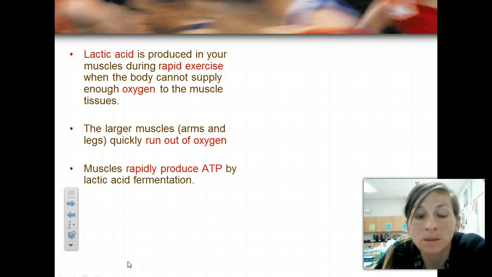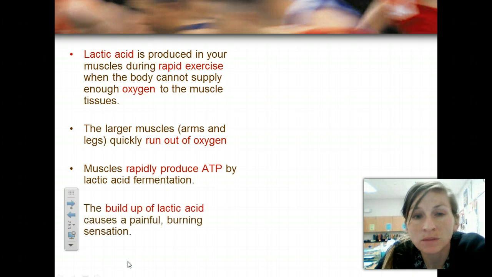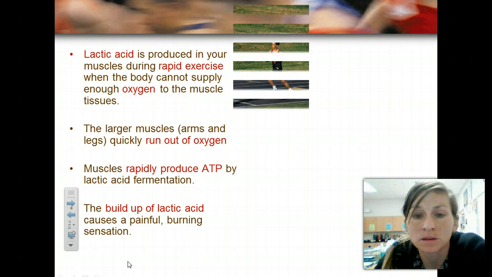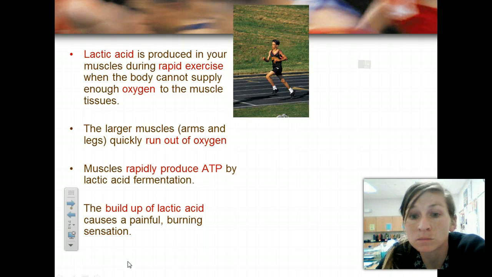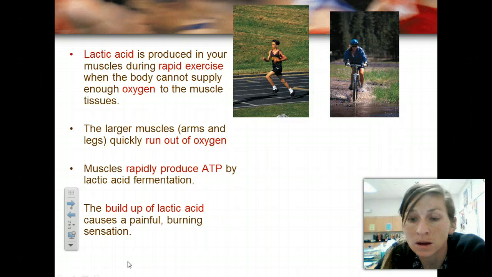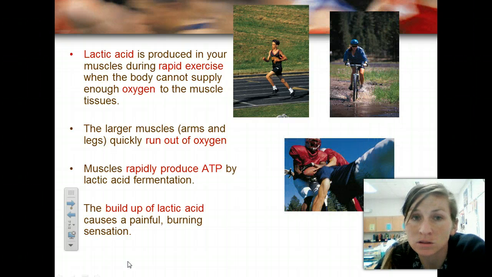And muscles rapidly produce ATP by lactic acid fermentation. And this buildup of lactic acid causes a painful burning sensation. So anytime you maybe run more than you usually do, bike, any type of exercise, a sport, maybe you overexert yourself or push yourself past your normal limits, you might feel some pain in your legs or in your arms. That is a buildup of lactic acid, and it's normal soreness that will go away fairly quickly after some rest.